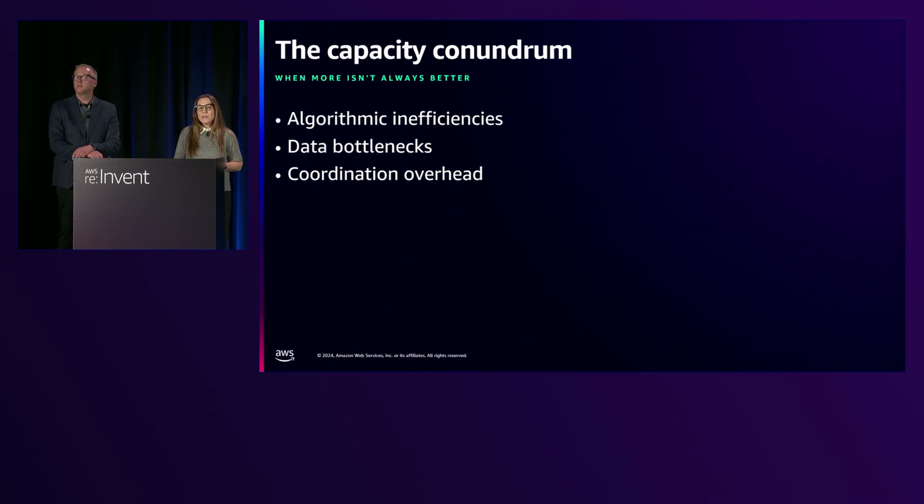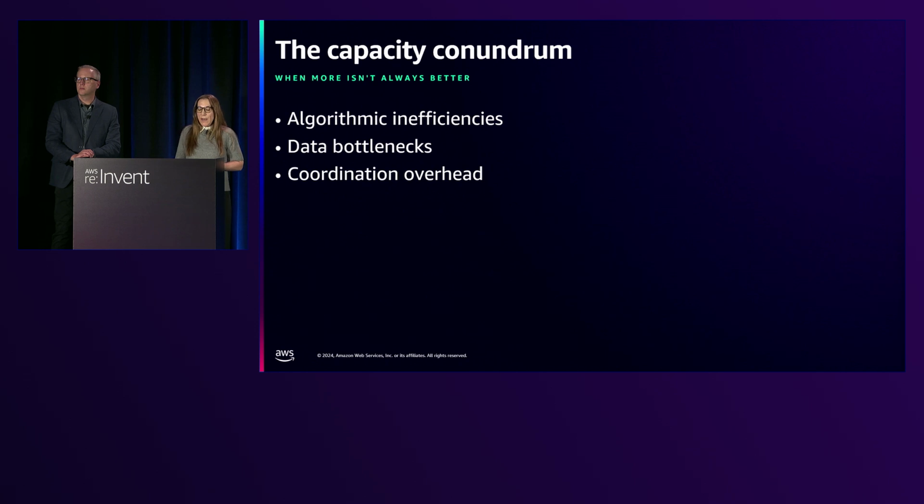However, we also know that sometimes more isn't always better. In fact, blindly scaling resources can sometimes lead us down a path of diminishing returns. So let me illustrate this with 3 key scenarios. If we have algorithmic inefficiencies, a suboptimally designed model or inference pipeline is not going to magically improve with more hardware. In fact, scaling such systems might exacerbate inefficiencies, leading to wasted resources and potential performance degradation.